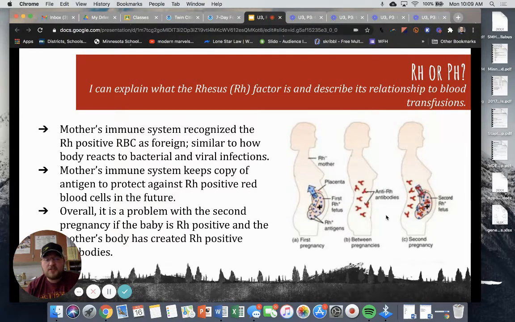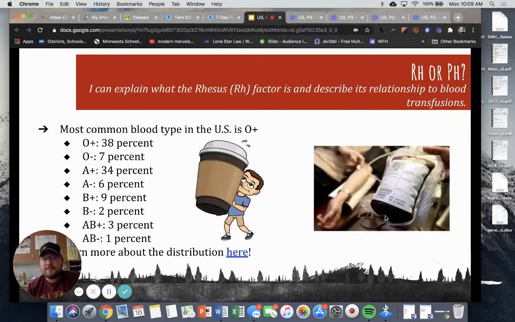I'm not going to test you on this, but I just think it's an interesting application to humans. So we're going to stop here and we're going to talk a little bit more about blood typing and frequencies in the next video.